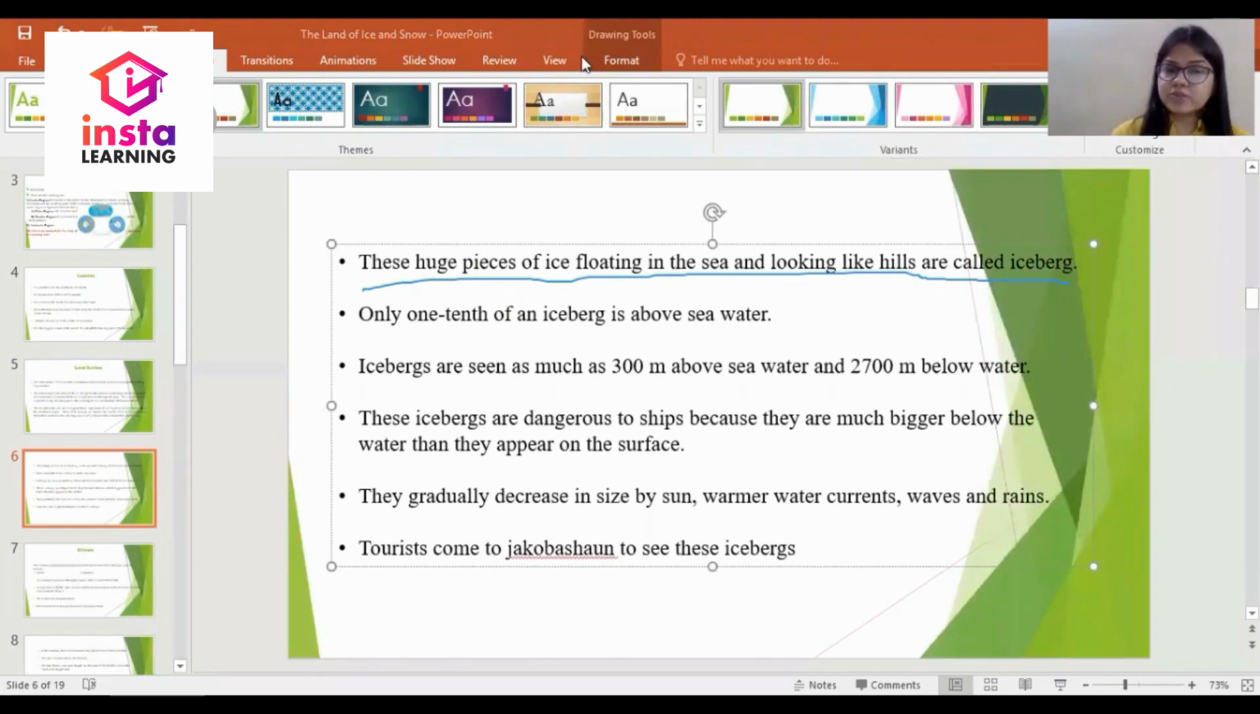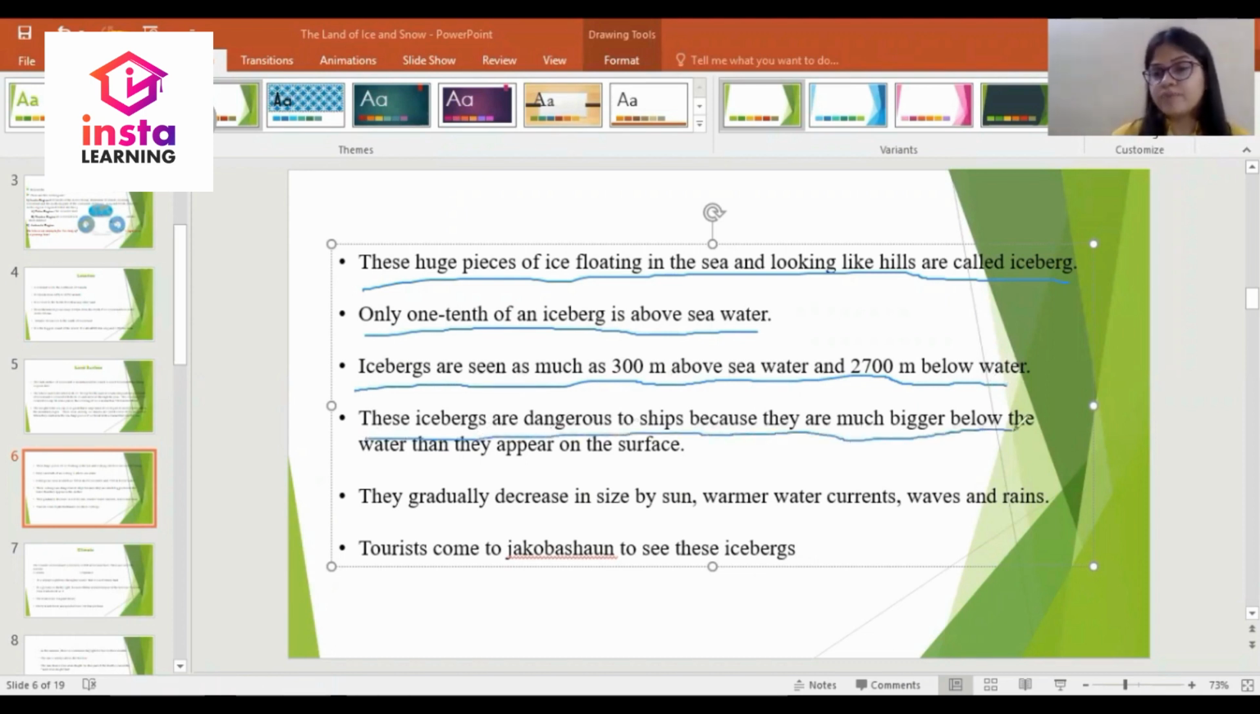So, dear student, let's move ahead. Only 1/10 of an iceberg is above sea water. Icebergs are seen as much as 300 meters above sea water and 2700 meters below water. These icebergs are dangerous to ships because they are much bigger below the water than they appear on the surface. Dear student, they gradually decrease in size by the sun, warmer water, currents, waves and rains.